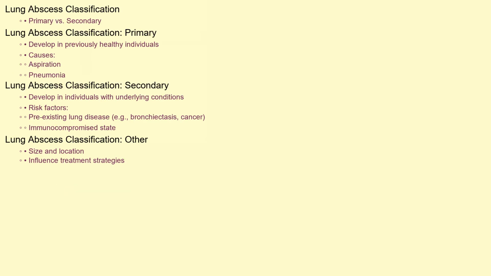Lung abscesses can be classified in a few different ways. One distinction is between primary and secondary lung abscesses. Primary lung abscesses typically arise in previously healthy individuals due to aspiration or pneumonia. Secondary lung abscesses occur in individuals with underlying lung disease, such as bronchiectasis or lung cancer, or in immunocompromised patients. Another classification relates to the size and location of the abscess, which can influence treatment strategies.